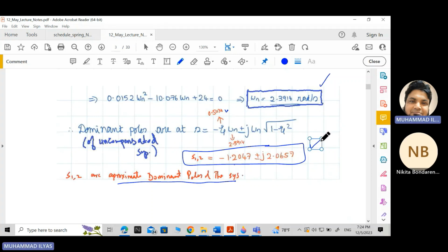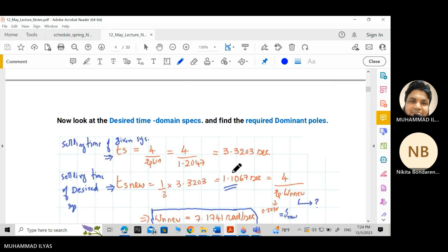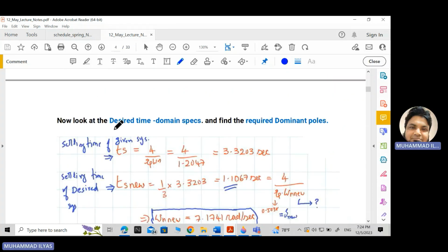We will make the approximation from the third order to the second order, and these are the two dominant poles, which lie on the root locus. Next, we look at the desired time domain specification and find the required dominant poles.